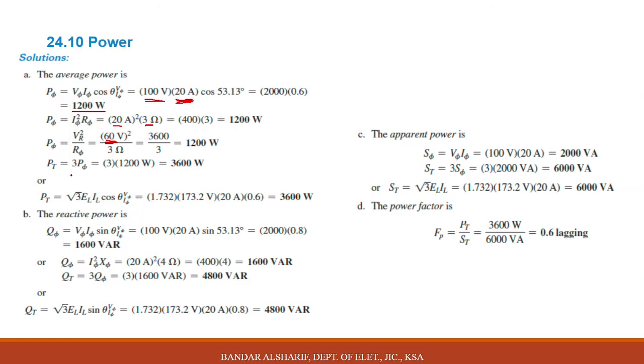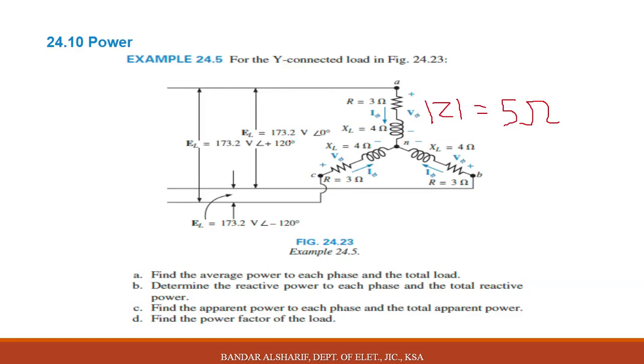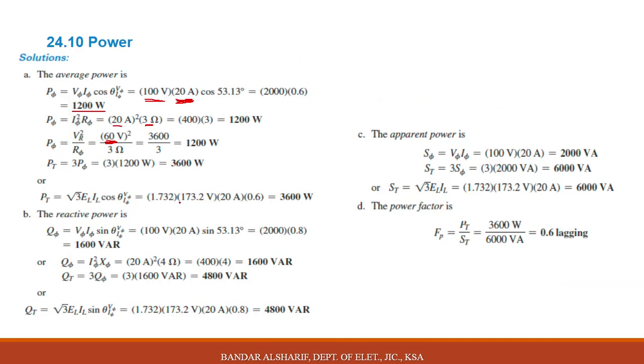Now we need to find the total power. Multiply the single phase power by 3, you will get 3600. We have another option to find the total power: multiply V line by I line. The I is equal in the Y connection, but the voltage, we know in the question, is 173, multiplied by root 3. This is the root 3, multiplied by 173, multiplied by 20, multiplied by 0.6, you will get the same answer.